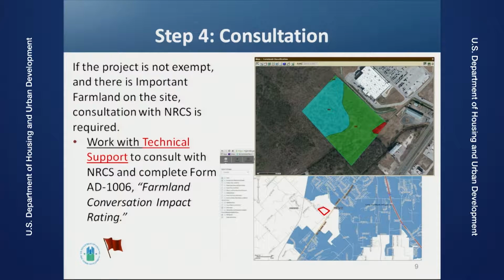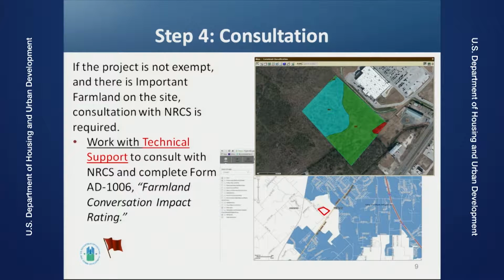Okay, step 4. This is a real-life example of a project that I just reviewed for a 221D4 new construction project. As you can see at the bottom of the map are the urban areas on the Census Bureau's map in red. The project is not located in an urban area. It's one little section of white within an urban area, but that is not designated as urban.